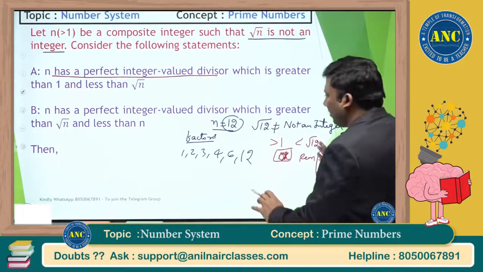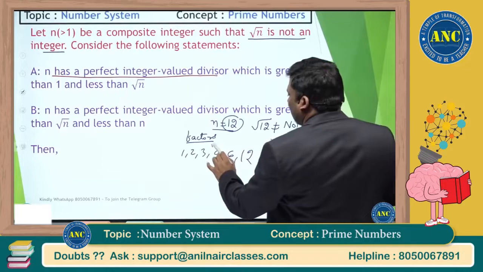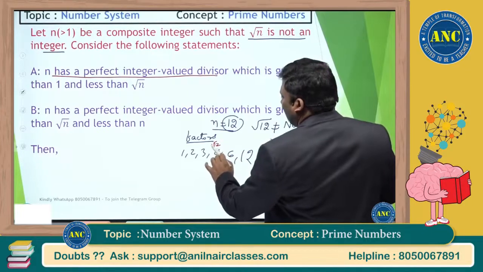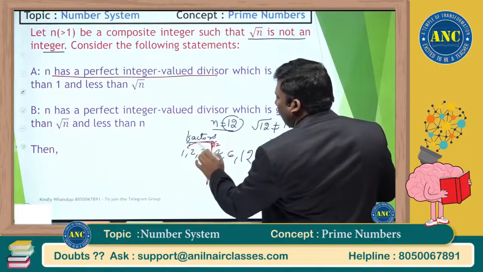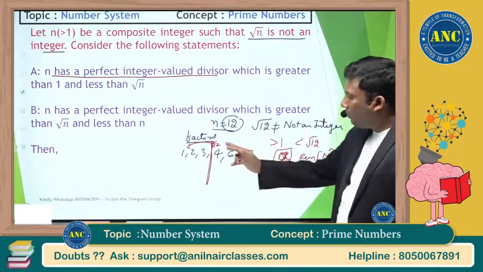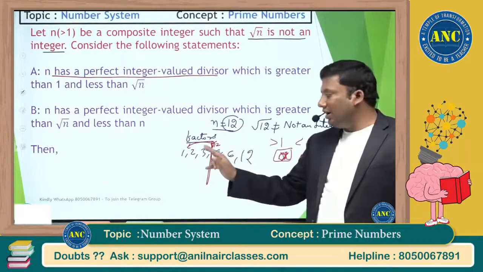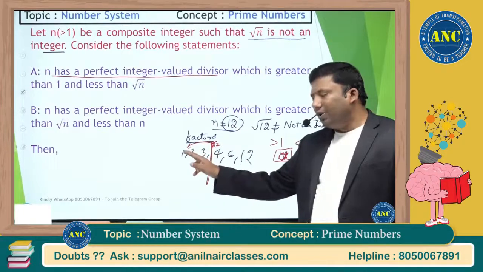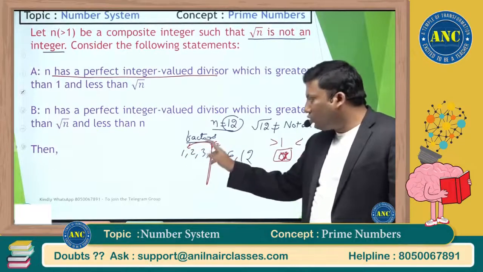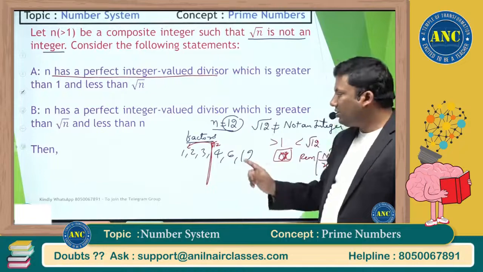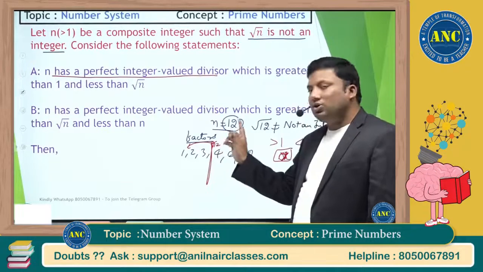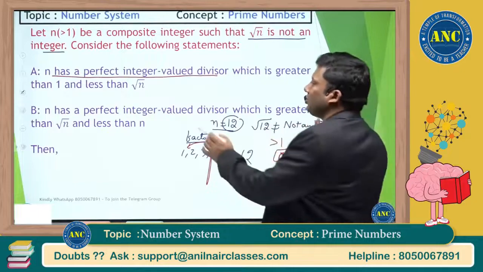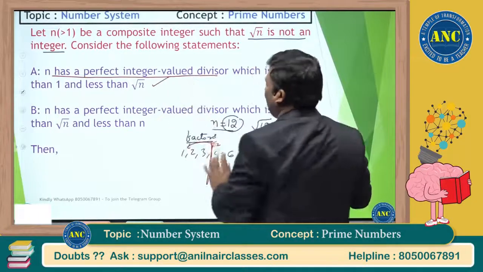Is there a factor greater than 12? Root 12 lies between root 9 and root 16. There is a number from 1 to root 12 which will perfectly divide 12. Definitely yes. 2 lies from 1 to root 12. Does 2 divide 12? Definitely yes. 3 lies from 1 to root 12. Does 3 divide 12? Perfectly yes. First statement is perfectly right.